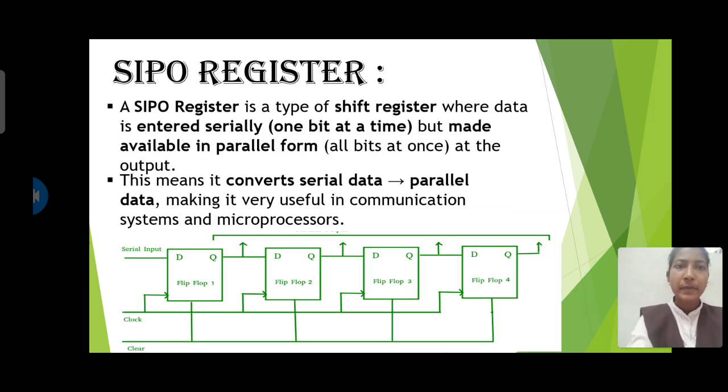Next one is the SIPO register. An SIPO register is also a type of shift register where the data is entered serially, that means one bit at a time, but made available in parallel form. In the previous one we had serial in, serial out. Here we have serial in and parallel out at the output. This means it converts serial data into parallel data. So by converting this we can have easy communication systems and microprocessors. So here is the diagram. We are using clear also.